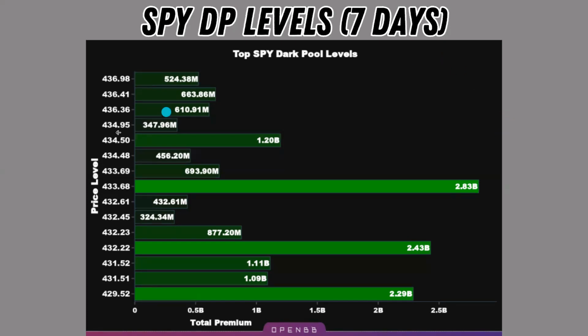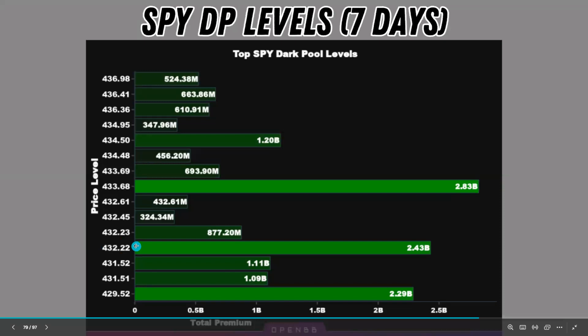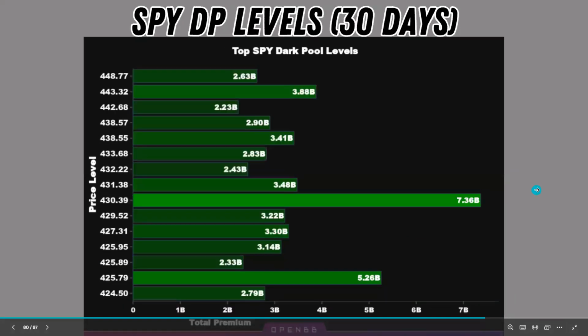But over the past 7 days, 433.68 is our largest dark pool level. Then we have 432.22 and we have 429.52. Okay, those are going to be the key levels. We've got those charted up on our chart.